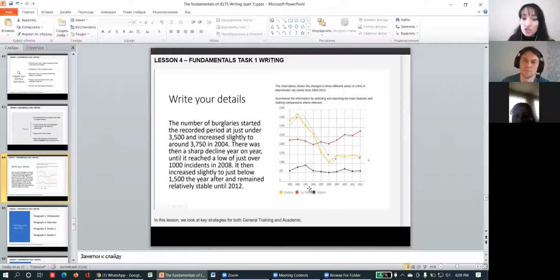There was then a sharp decline year on year, until it reached a low of just over 1,000 incidents in 2008. It's very good detailed information. It then increased slightly to just below 1,500 the year after, and remained relatively stable until 2012.